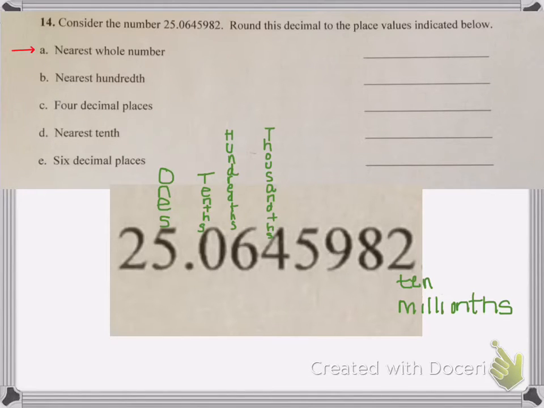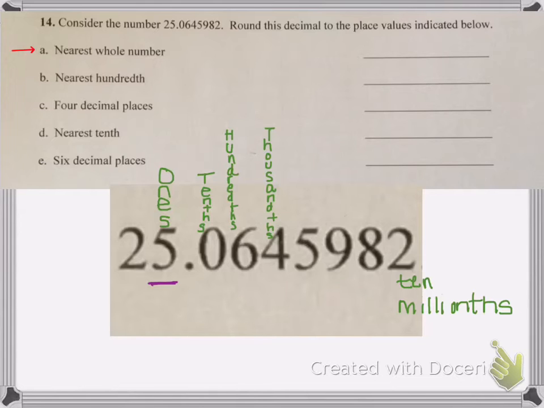Okay, when you're rounding, there's really only two digits you need to consider. The first number you need to consider is the number that's in the place value to which you are rounding. So if I want to round to the nearest whole number, I'm going to look at the number in the ones spot. Because when I'm done rounding, I don't want any decimal places. I just want a whole number, nothing to the right of the decimal point. So I'm going to look at the number in the ones place.